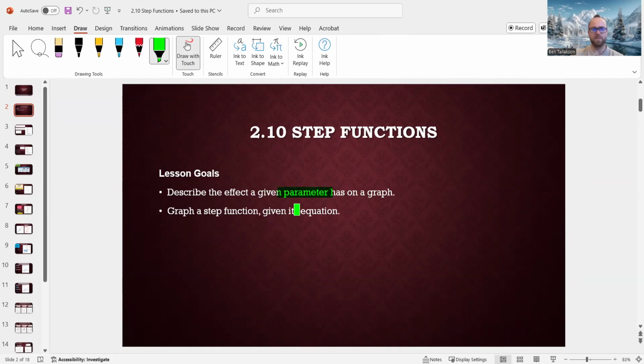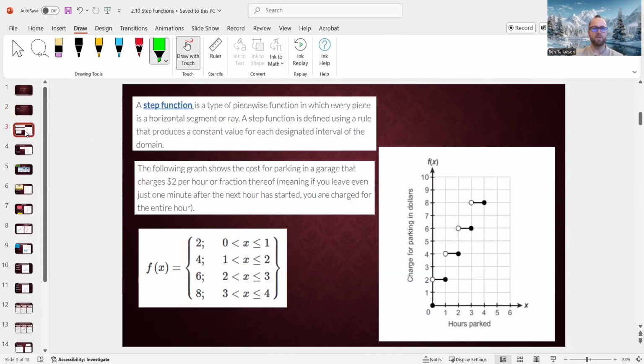Graph a step function given its equation. Of course, graphing is part of it. So, a step function, what is it? Well, we see a little visual over here. It's a type of piecewise function. We see that over here. And it makes sense, right? Because we see different lines that are not connected. There's different pieces, okay? And we can see each piece is a horizontal segment.